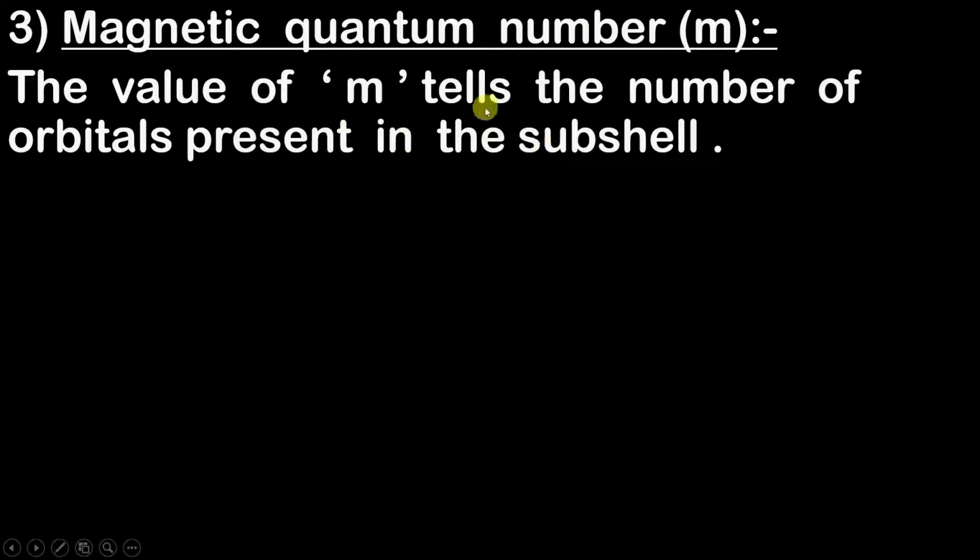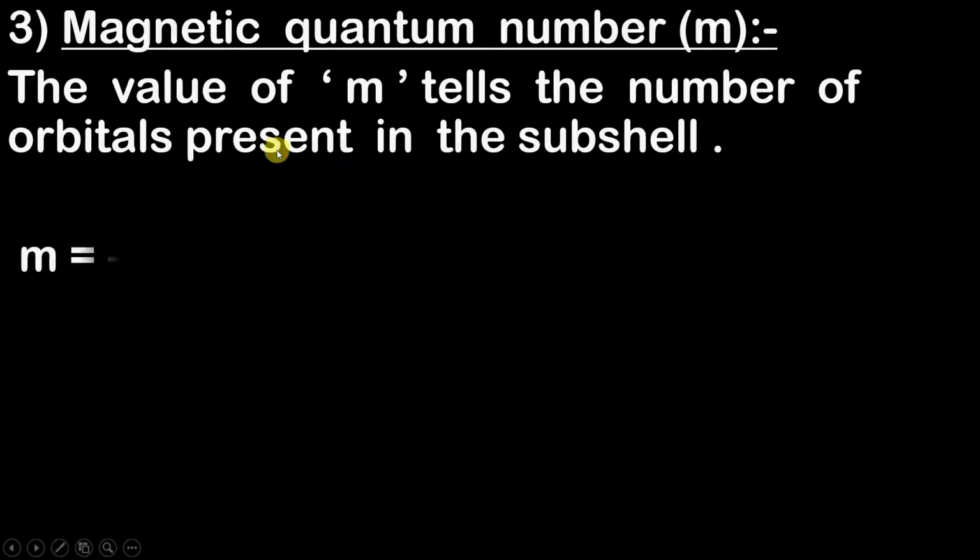Now what is the meaning of this? See, this value of m is going to tell you how many orbitals are present in S subshell, how many orbitals are present in P subshell, how many orbitals are present in D subshell and F subshell. How? Let's understand that. First you learn how to find out the value of m.